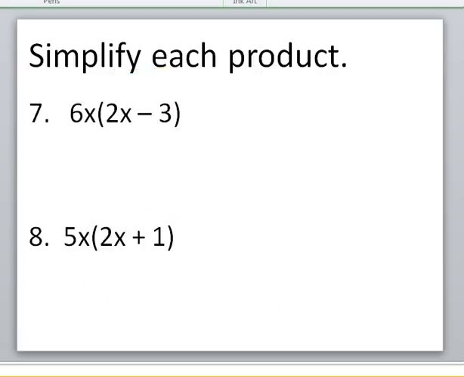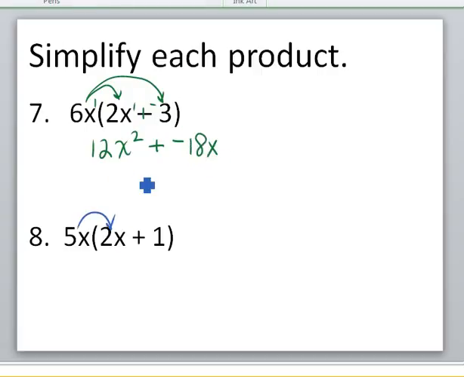We've got 2 more like this, and then we'll be starting another bit of a topic. So I'm going to distribute again. So I've got 6 times 2, which is 12. X to the first times x to the first is x to the second. Minus, or you can change it to plus the opposite, -18. Carry my x through.